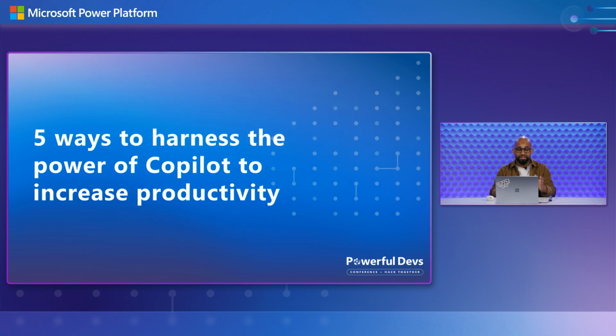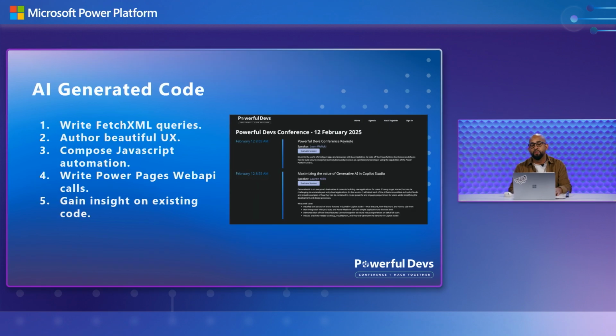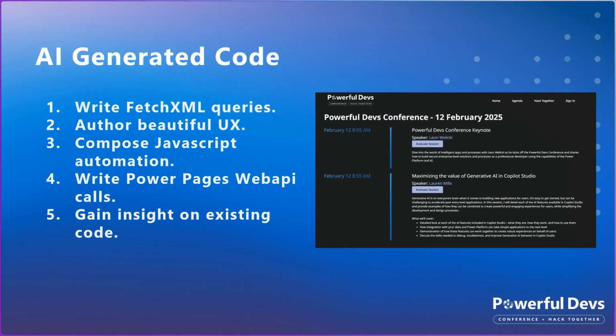All right, 5 ways to harness the power of Copilot to increase productivity within your Power Pages development. Let's dive right into it. The first way that we are going to have Copilot help us is assistance writing fetch XML queries. If you worked with Power Pages in the past, you'll know that you can retrieve data from your Dataverse model using fetch XML queries. The second one is we are going to ask Copilot to help us make our UX a little bit better, make it prettier.